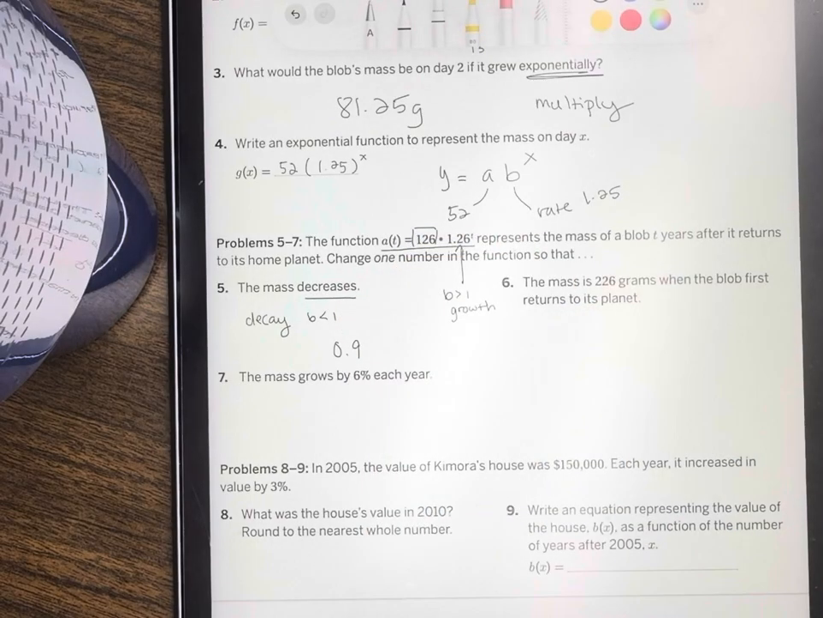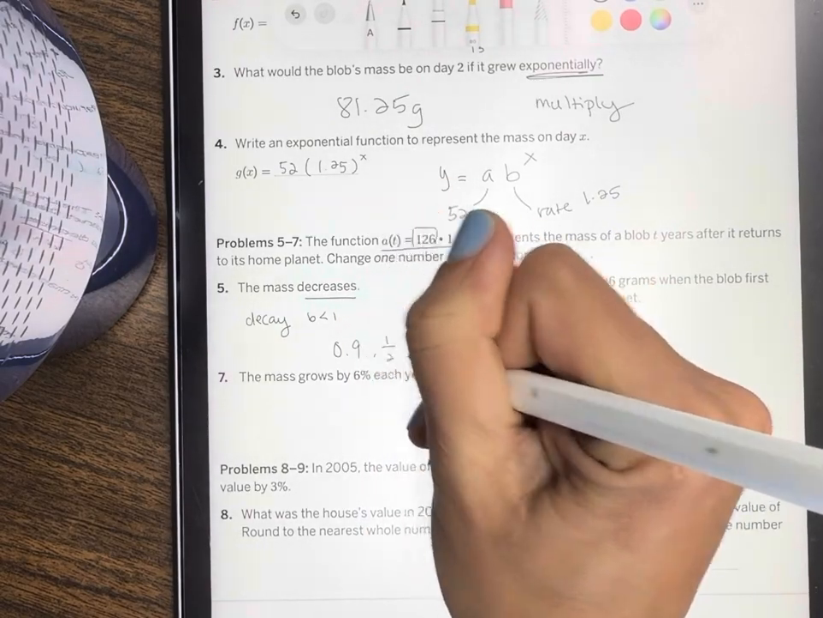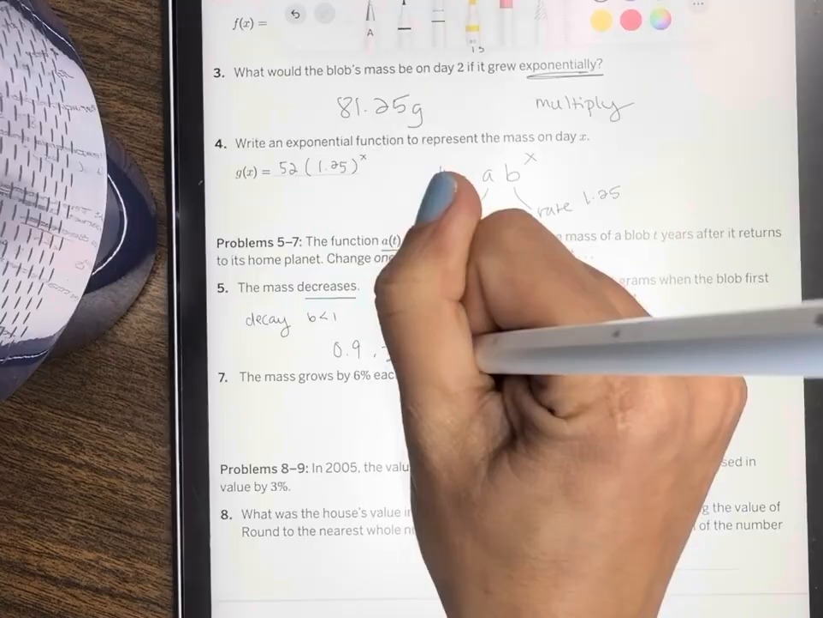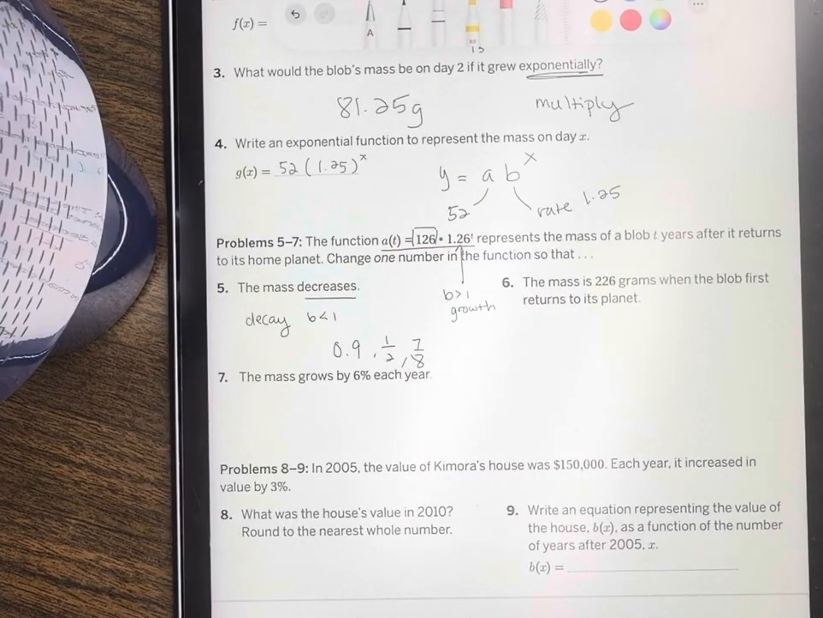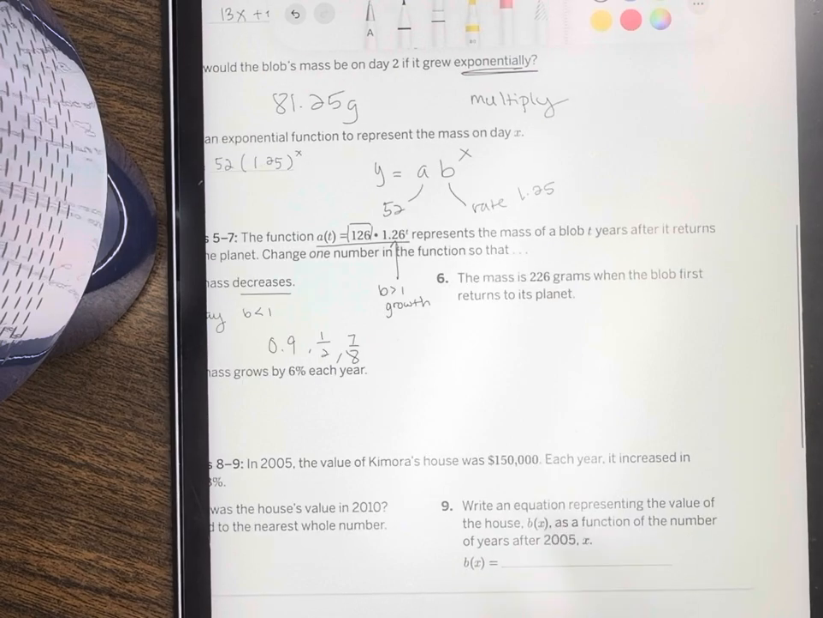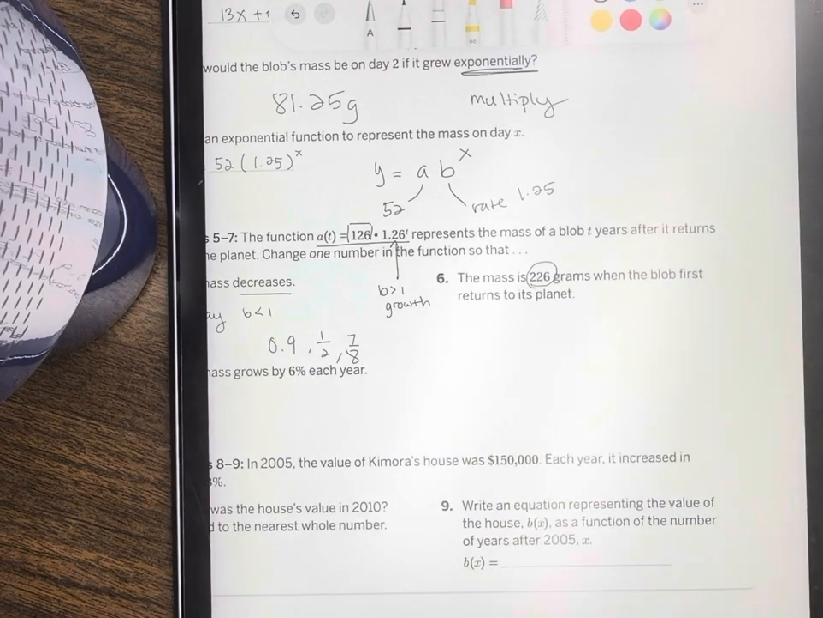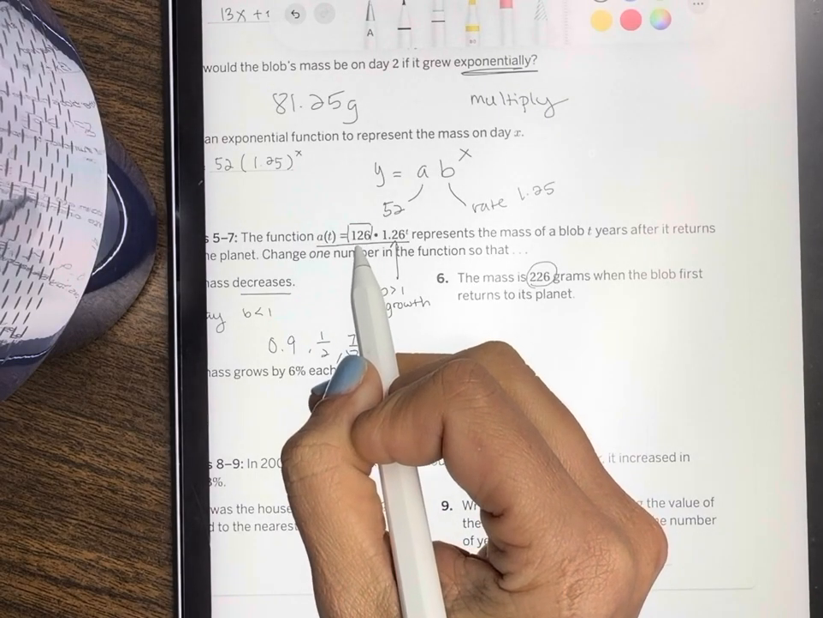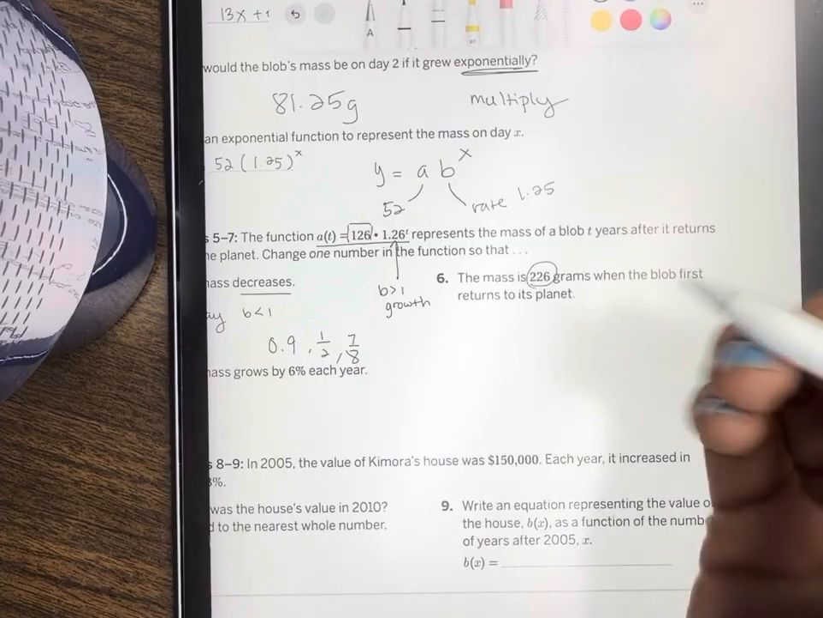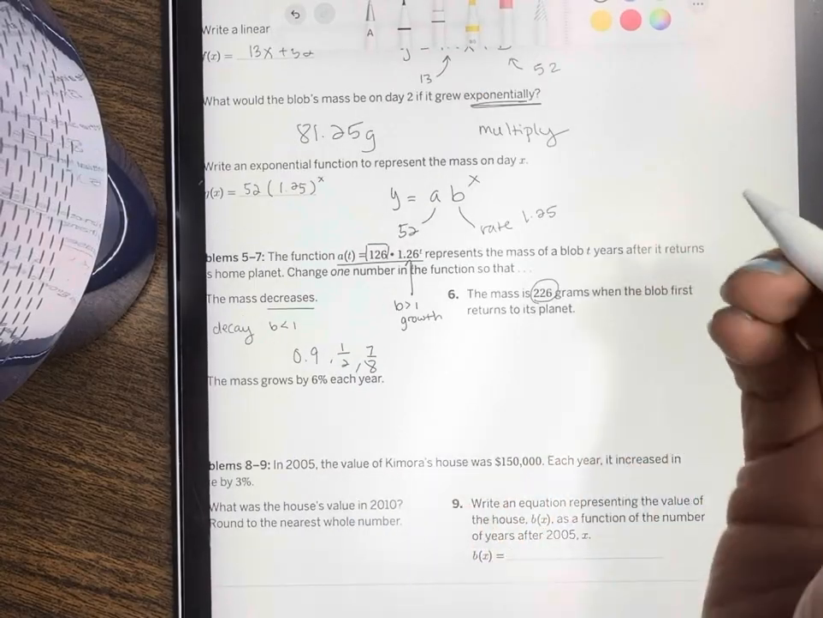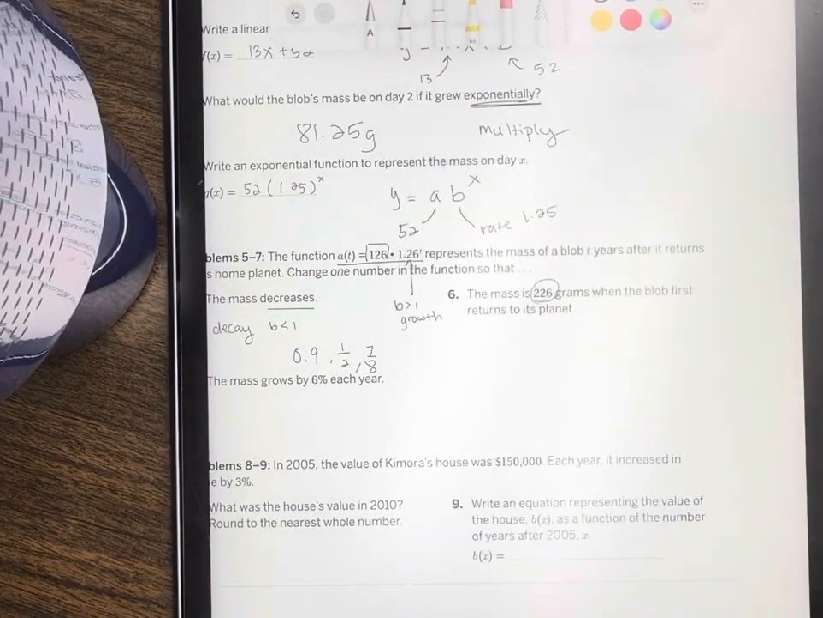How's 0.9? Maybe 1/2. Maybe 7/8. Okay, I don't care, all right? Just don't go with a negative number. That doesn't count, all right? Moving on. The mass is 226 grams when the blob... Oh, we're changing a number so that the mass is 226 when it first returns to the planet, meaning that starting value of 126 needs to be 226, okay? So that's it. Just write that with a 226 there.